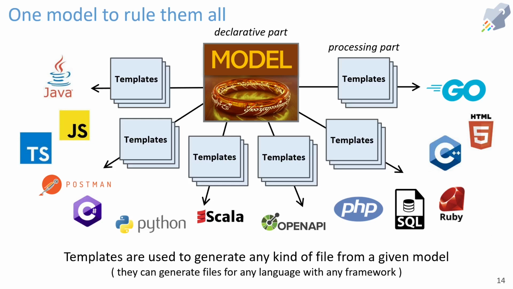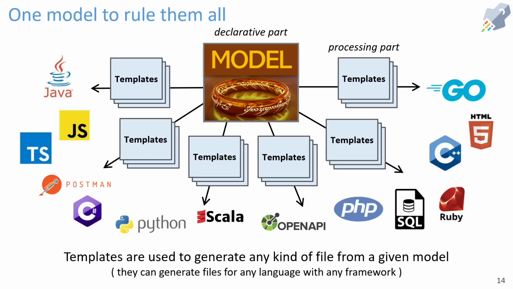And the model is the declarative part for the generator. And this unique model can be used to generate any type of source code, for example, Java, PHP, Python, SQL scripts, etc. And to do this, the generator requires templates. A template defines what we want to generate from the model and how it will be generated. It contains the processing part of the generation. The templates will be applied to the model entities to generate the expected code.